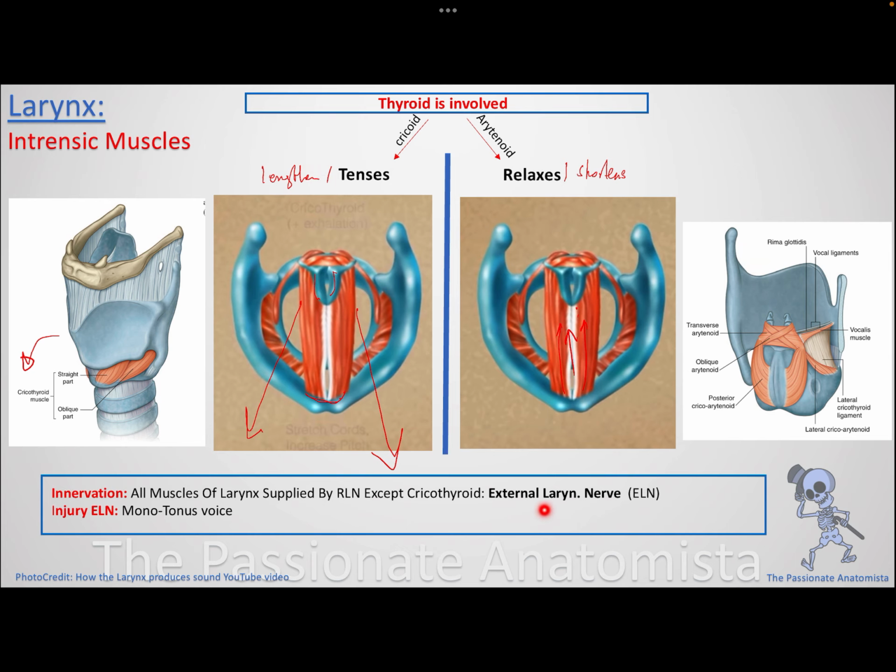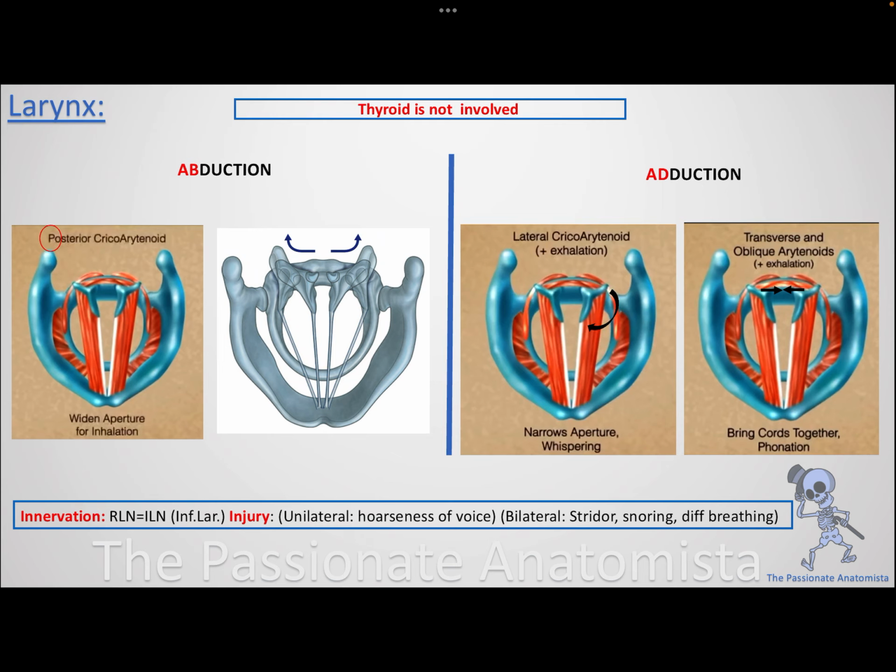So if I have injury in that nerve, which is the external laryngeal nerve, I would have a monotonous voice. Now, what about the rest of the muscles? All of these muscles are supplied by the recurrent laryngeal nerve. So if I have an injury to the recurrent laryngeal nerve, I will have hoarseness of voice. It will be very difficult to talk because they are basically supplying everything, and it will be very difficult for the muscles to move.